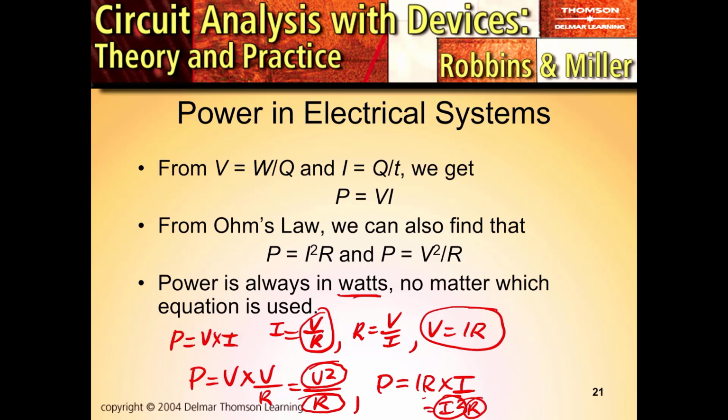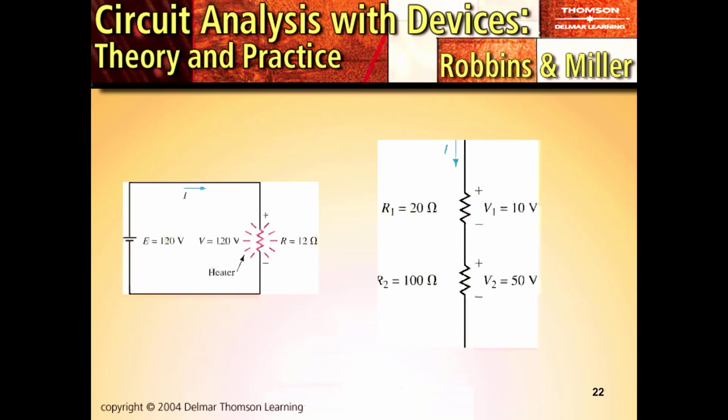If you're not working with whole units, then you have to use the relationship between prefixes in order to get your result. So here, if we look here, we've got a 120 volt source voltage. Notice how the source voltage has been labeled with E. We have a voltage drop of 120 volts for this heater. You can see it's dissipating heat, and we have a resistance of 12 ohms.